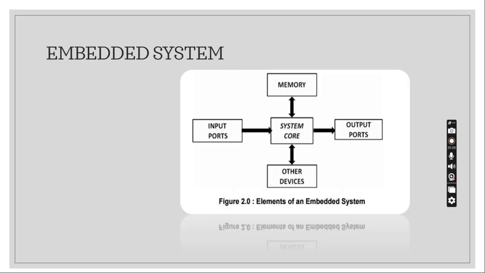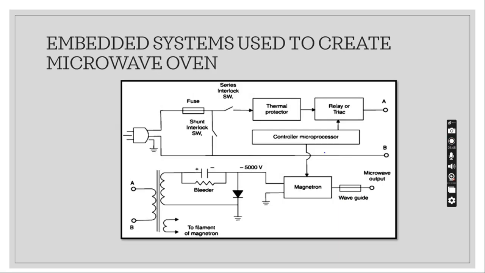And this is a block diagram of embedded system. System code gives input ports and also stores memory which gives output, and these made the other devices. And this is the embedded system used to create the microwave oven.